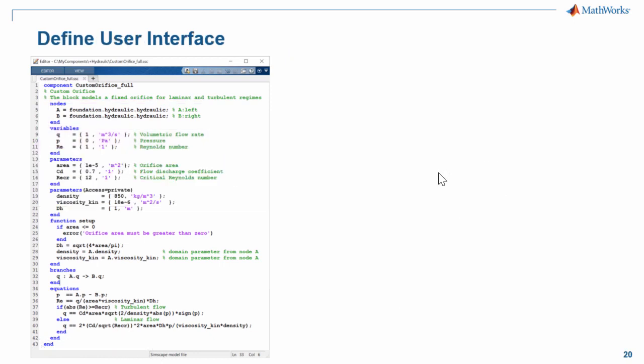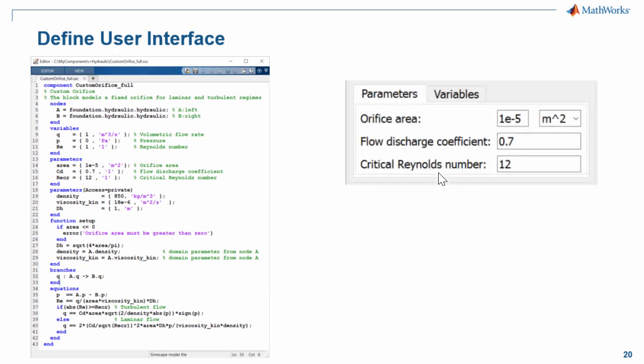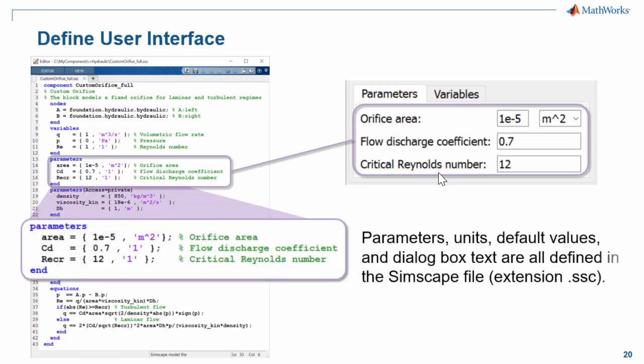The next thing we need to do is to define the user interface, where we expose the parameters we want other users to adjust. This is done here. You can see that in this section of the code, we have defined the parameters that we will use in the equations, the default values, and the units. We've also defined the prompt that users will be shown.